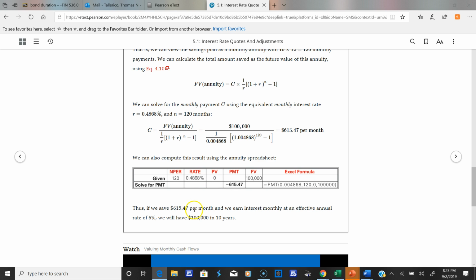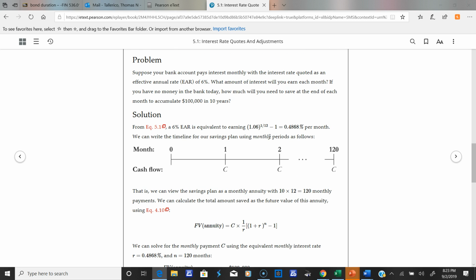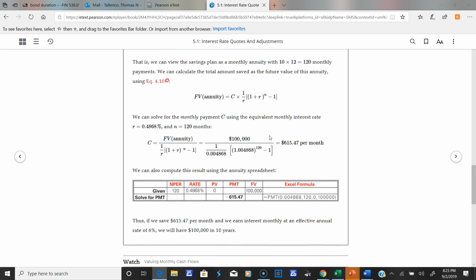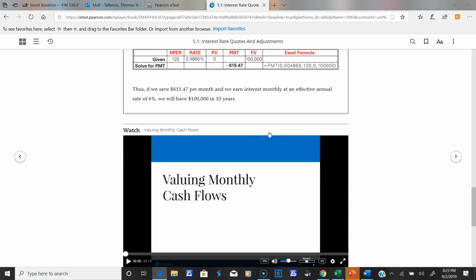Thus, if we save $615.47 per month, and we earn interest monthly at an effective annual rate of 6%, and you notice again, they use the word effective annual rate, we will have $100,000 in 10 years. Because you're going to be getting interest on the interest, right? So that's how that's done.